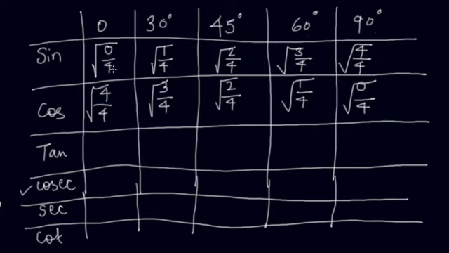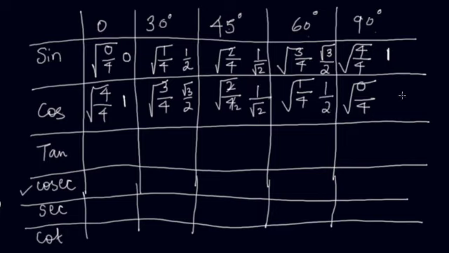If you carefully observe, 0 by 4 is 0 and the root of 0 is 0. 1 by 4, its root is 1 by 2. 2 by 4 is 1 by 2, so the root of 1 by 2 is 1 by root 2. 3 by 4, so the answer is root 3 by 2. 4 by 4 is 1 and its root is 1. And in the reverse order, 4 by 4 is 1, then root 3 by 2, then root of 1 by 2 becomes 1 by root 2, this becomes 1 by 2 and this becomes 0.